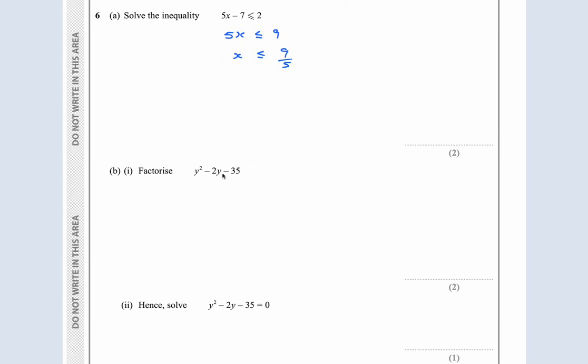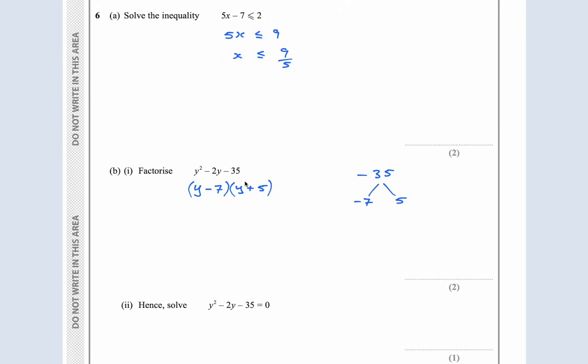Then factorize this. So we're going to have two brackets. This one, bracket, bracket. This is going to be y and y. And I need to put numbers here that multiply together to give 35 and add together to give minus 2. So think of what factors of 35 add together to give minus 2. Well, the answer is minus 7 and 5, because minus 7 plus 5 gives me minus 2. So this is going to be minus 7 and plus 5.